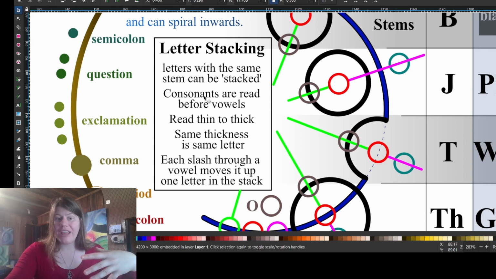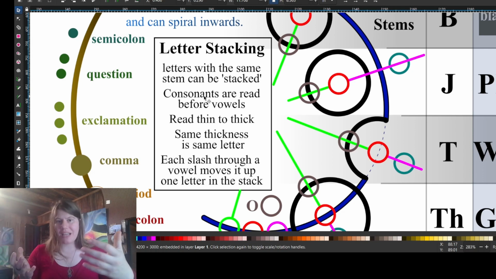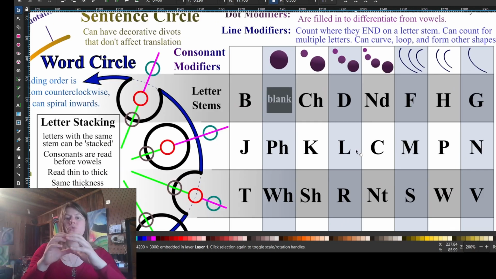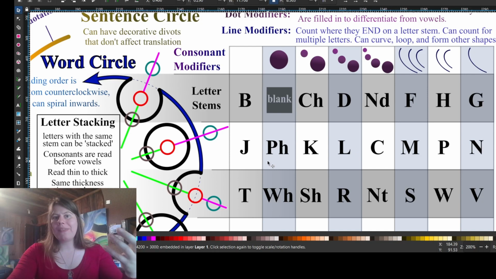Otherwise, the quick and dirty is letters in the same row can be stacked. That means they have the same letter stem. You read thin to thick, and same thickness means same letter. So you don't need to double up the modifiers. If you have like a double L, you don't need 6 dots, because an L has 3 dots. It's just you have 2 of the same completed circle, like a double circle. That's an L. If you were to write an L and a J, then you need one line with the 3 dots by it to be thinner, and then the J to be thicker, because you read thin to thick.